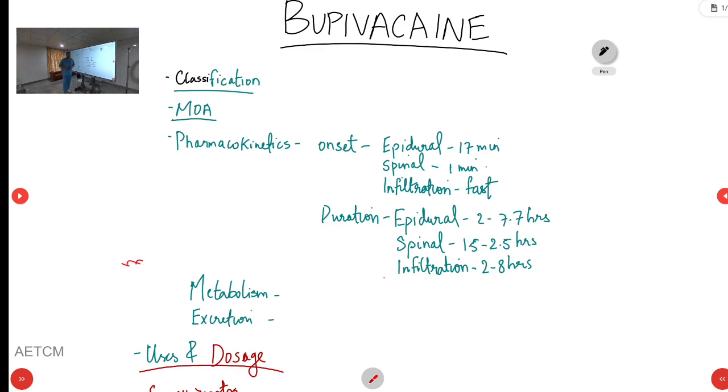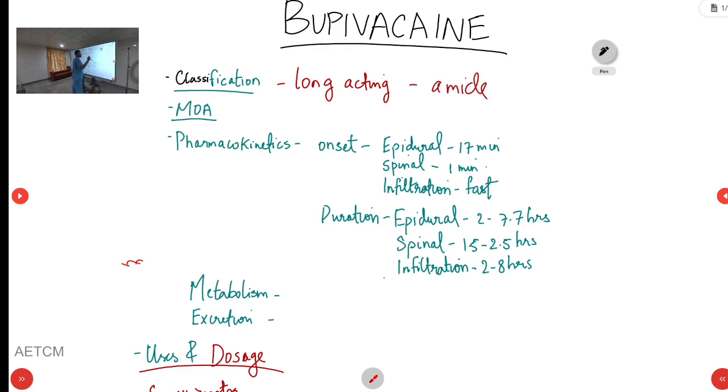So today I'll be discussing the drug bupivacaine. It's mainly used in the ER, most commonly as a local anesthetic or in peripheral nerve blocks. That is the most common use case scenario in the ER. And coming to the classification of bupivacaine, it's actually a long-acting local anesthetic. So basically it comes under the amide group.